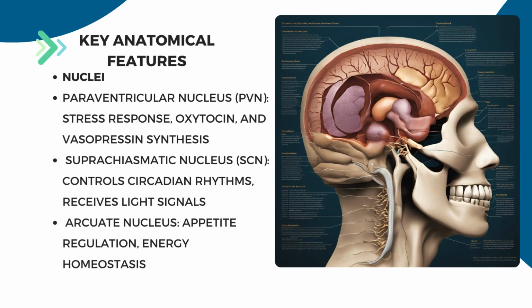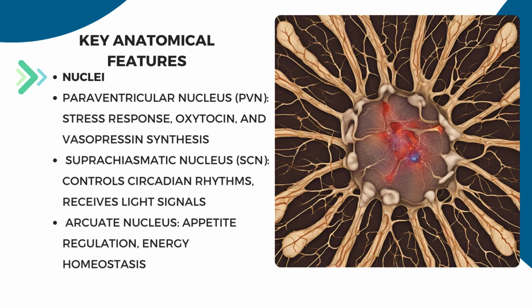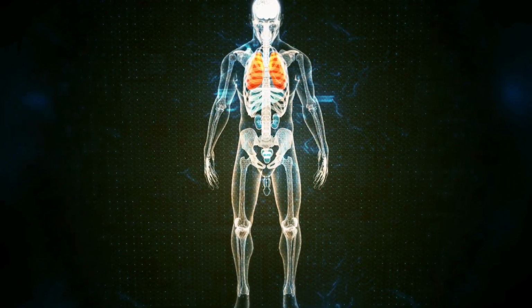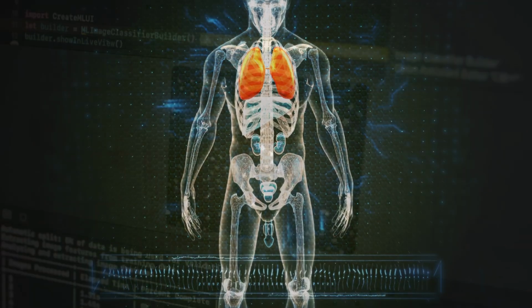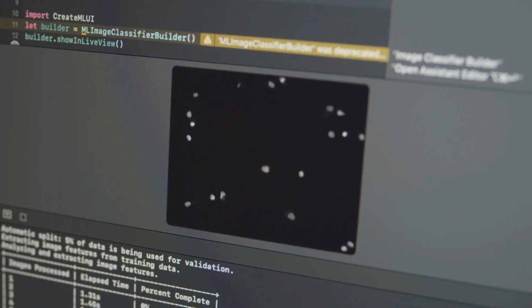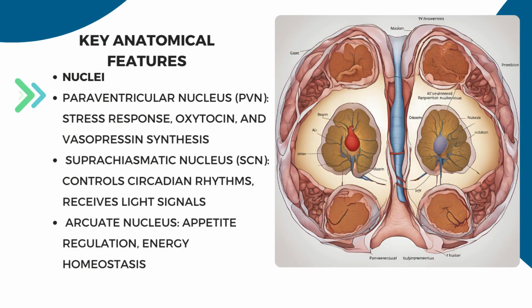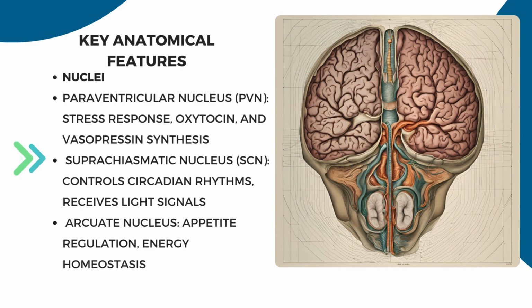Key anatomical features. Nuclei. The hypothalamus contains numerous nuclei, each with specific roles. Major nuclei include the paraventricular nucleus, which regulates stress responses and synthesizes oxytocin and vasopressin. The suprachiasmatic nucleus controls circadian rhythms by receiving light signals from the retina.